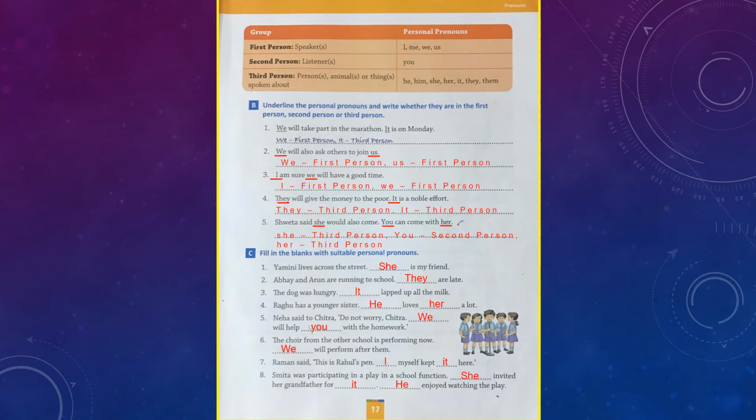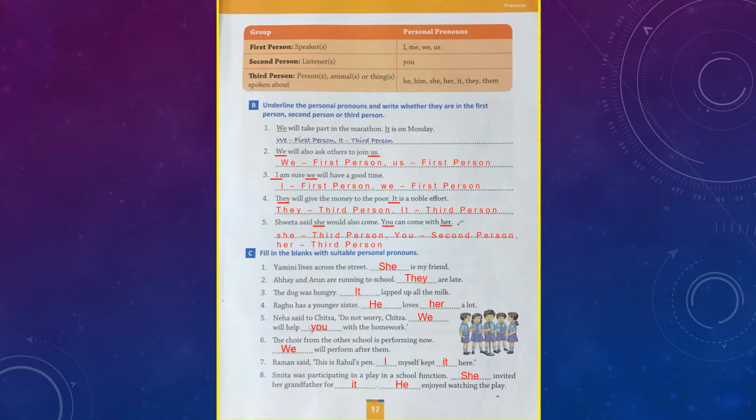The second person is the listener, it's you. And the third person, animal or thing spoken about. So we use he, him, she, her, it, they and them. So they have given us 2 exercises for personal pronouns. The second exercise is B. The instruction says to underline the personal pronouns and write whether they are in the first person, second person or third person.